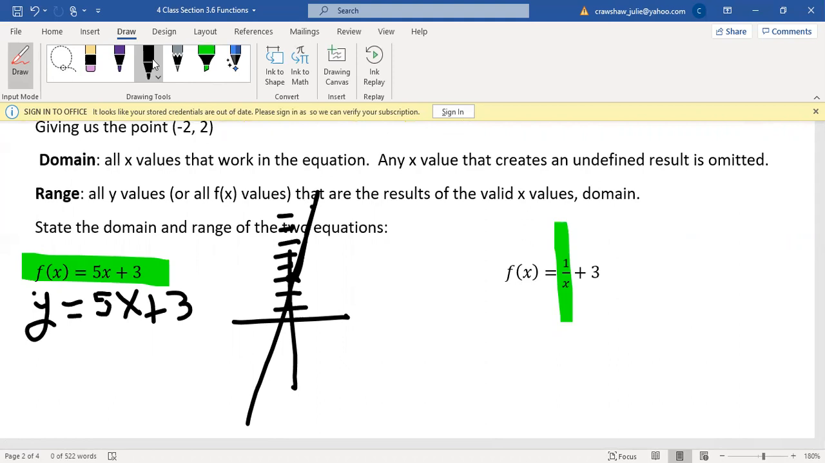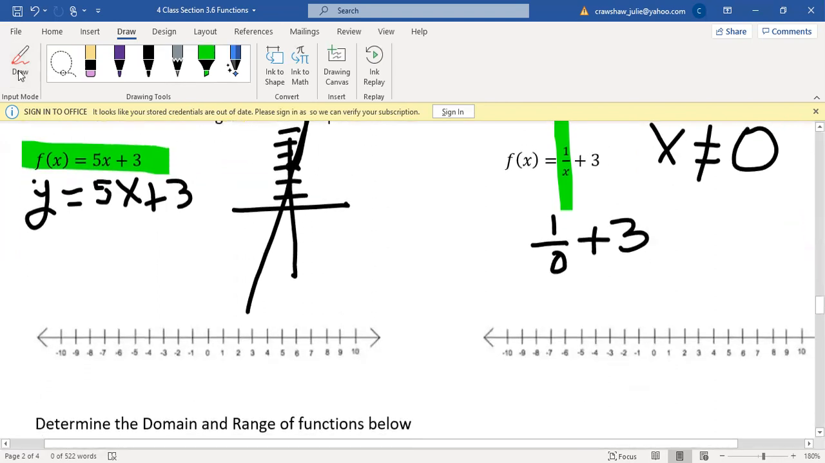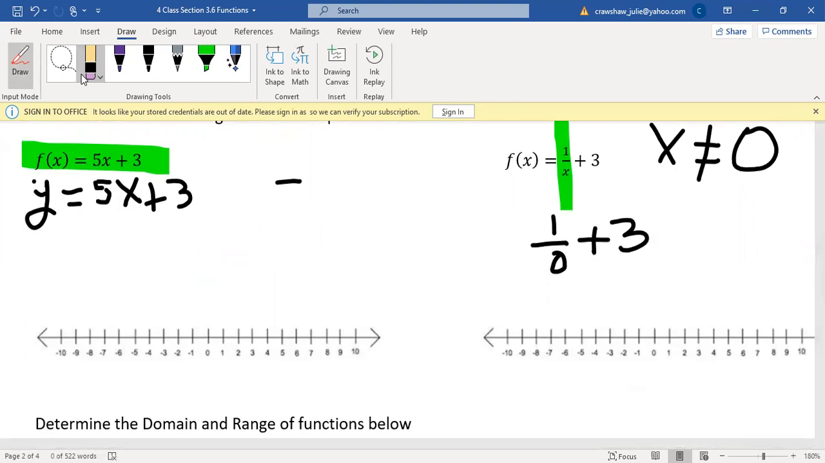Now over here on the right, that is going to create an unusual looking shape on a graph that you'll talk about more in pre-calculus. All I need to know is that x cannot be 0 because if I plugged in 1 over 0 plus 3, that's going to cause that to be undefined. So when I'm going to write my domain, I'm looking for what will work. If everything works, that means the entire number line is my domain.